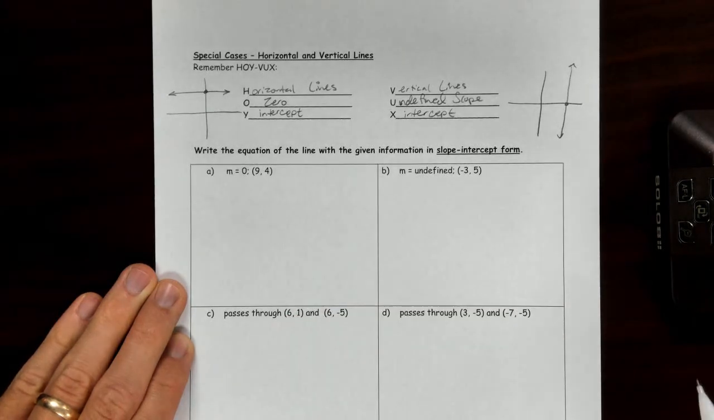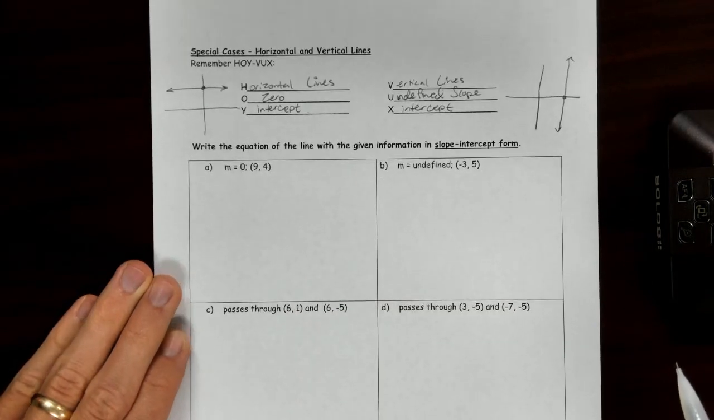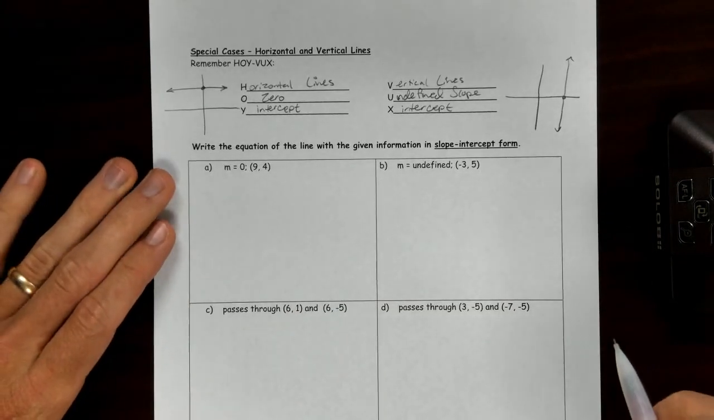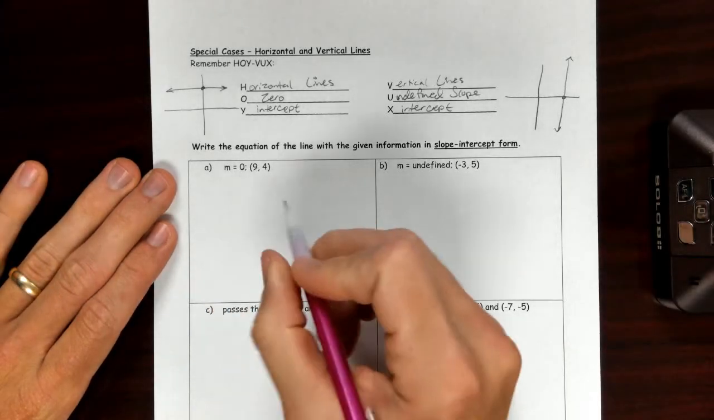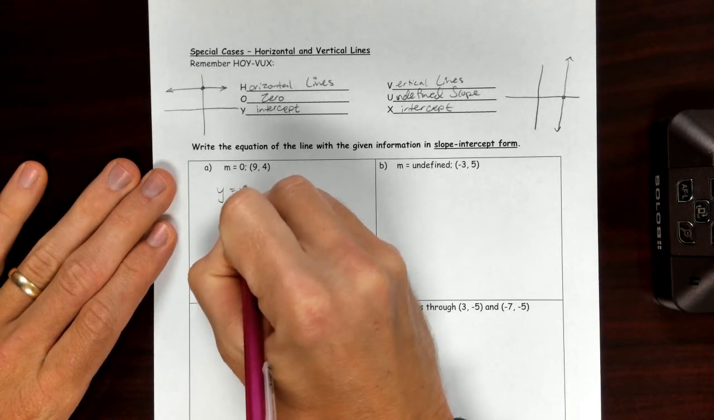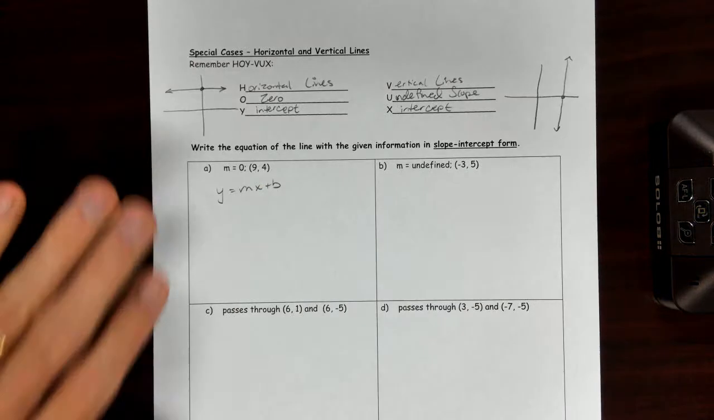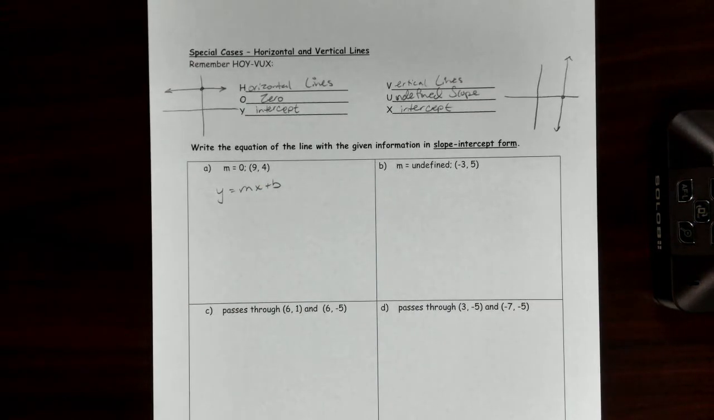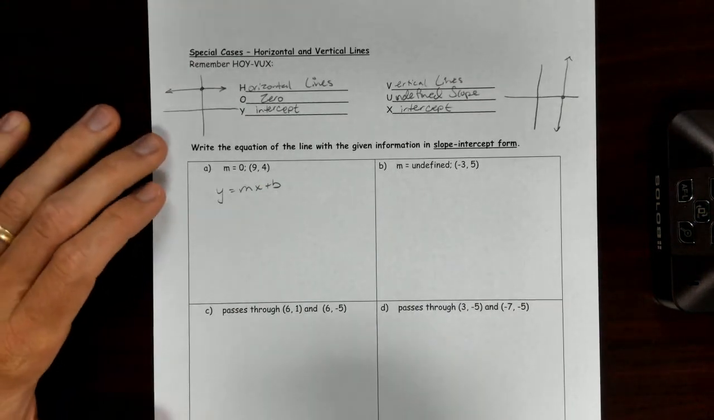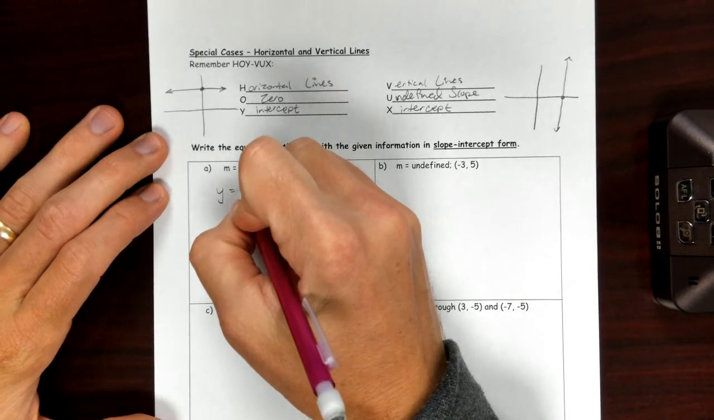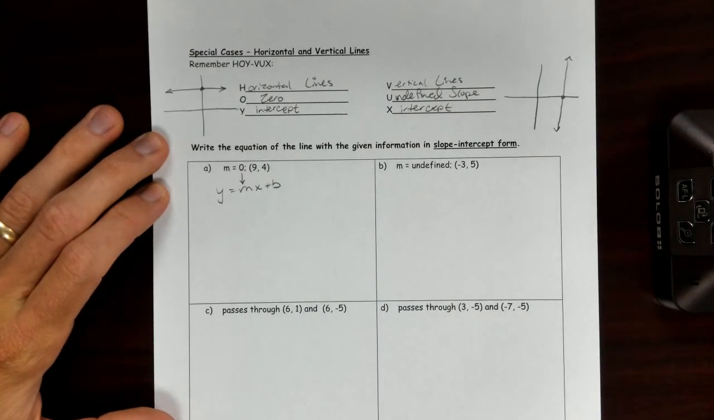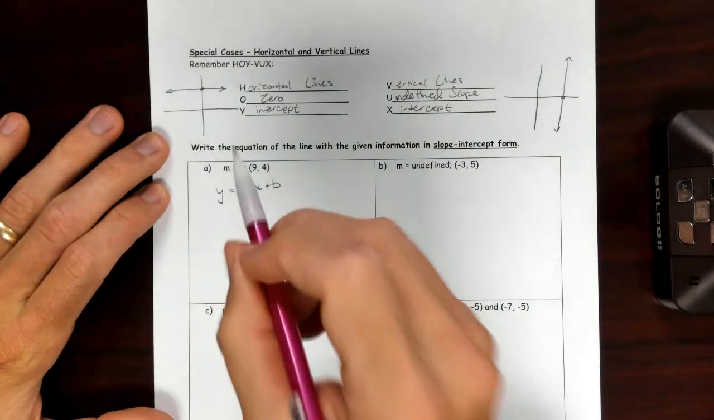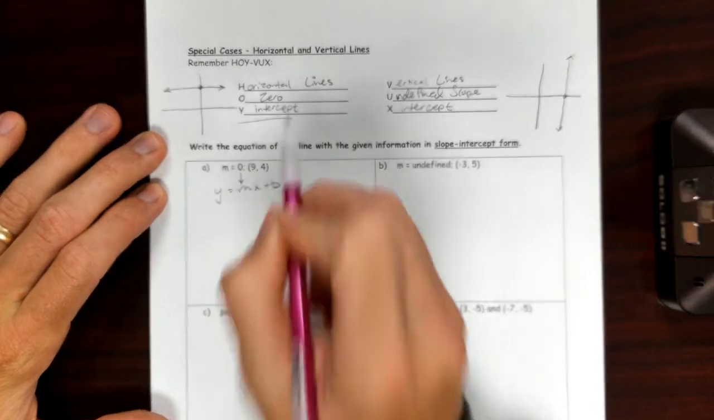Alright, so let's go to letter choice A. Write the equation of the line with the given information in slope-intercept form. So I've got that the slope is 0, so I'm going to plug into y equals mx plus b because, again, slope-intercept form is y equals mx plus b. I know that the slope, m, is 0. That's going to go in place right there. And I know that, since I have a 0 slope, I have the y-intercept.